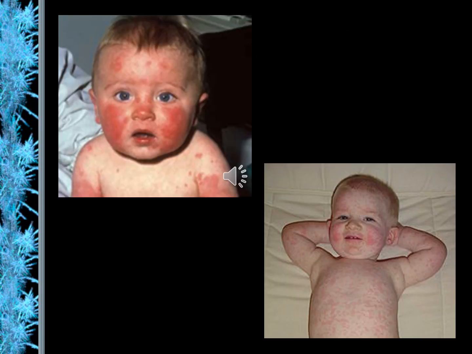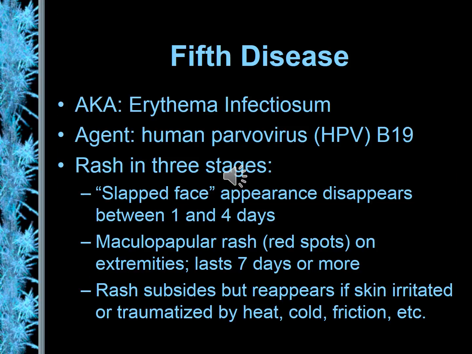This is just a picture or visual for you of a child with Fifth disease. So Fifth disease is a type of parvovirus. Remember that it does occur in 3 stages. The first one is fever, runny nose, headaches, which these kids typically complain of. The second phase actually is the slapped face appearance that disappears between 1 and 4 days.